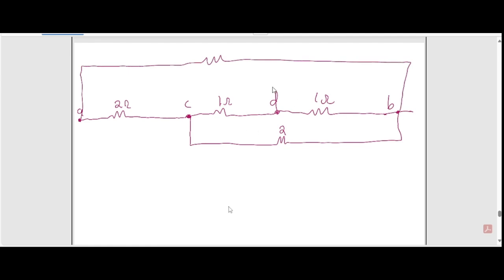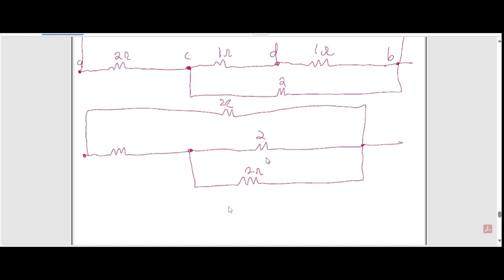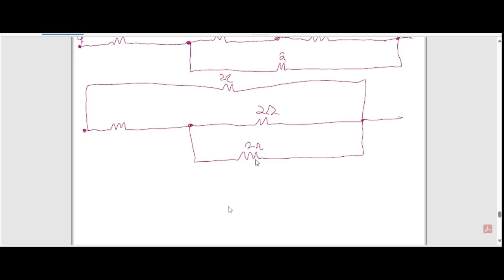Let's keep going, working from the inside out. These two are in series, so that boils down to one resistor: 1 plus 1 is 2. Just keep going, working on the inside. These two are in parallel again, so you can reduce it. A 2 in parallel with a 2 is 1. This is 1.